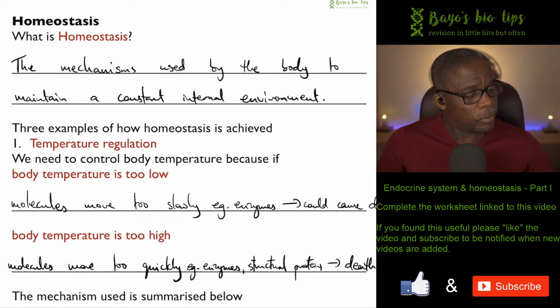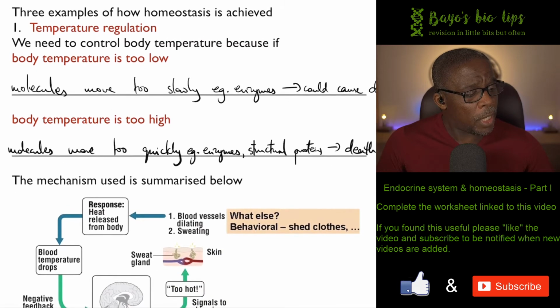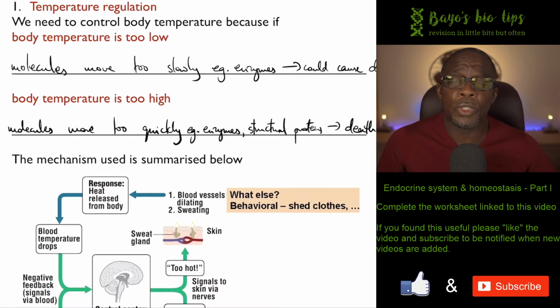Okay, so we're going to deal with three main examples of how homeostasis works. So let's start off with temperature regulation. Now, it's important to maintain the internal temperature of the body within a tight range. If the temperature goes too low, then molecules or particles move too slowly. And so reactions take far too long to happen, and that can be detrimental for the body.